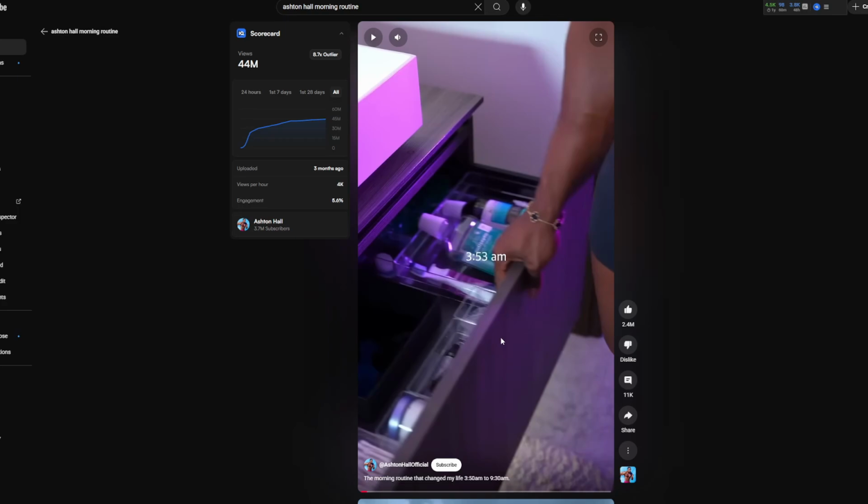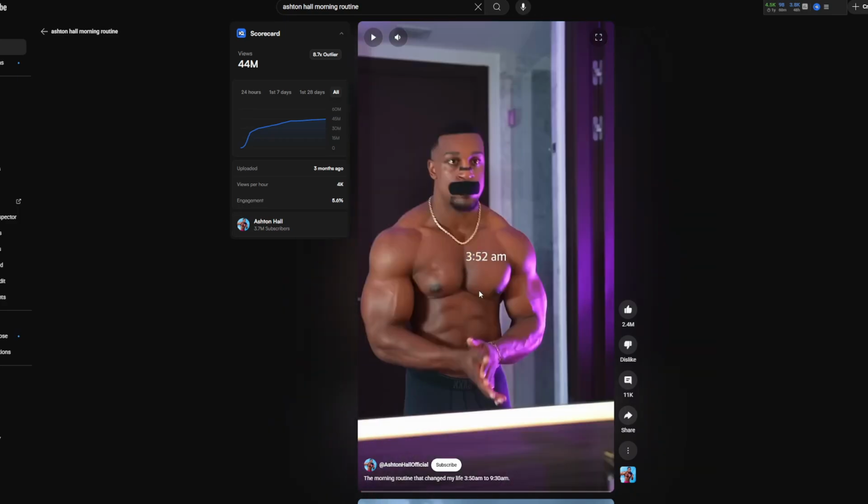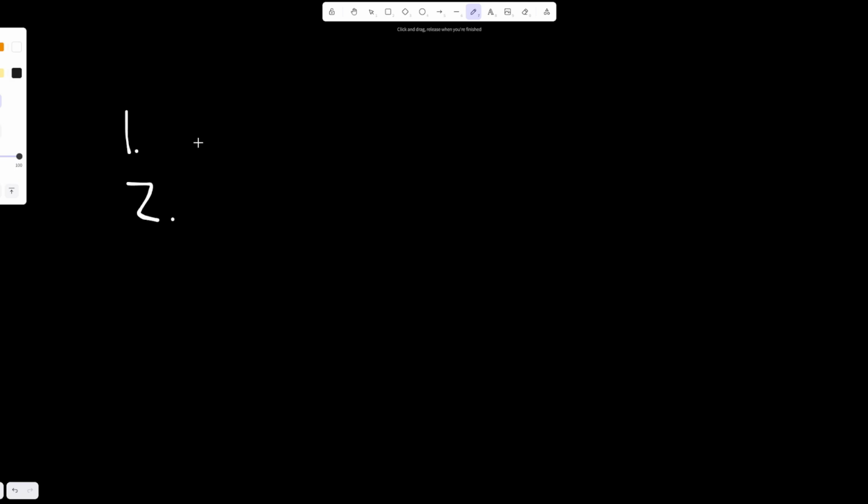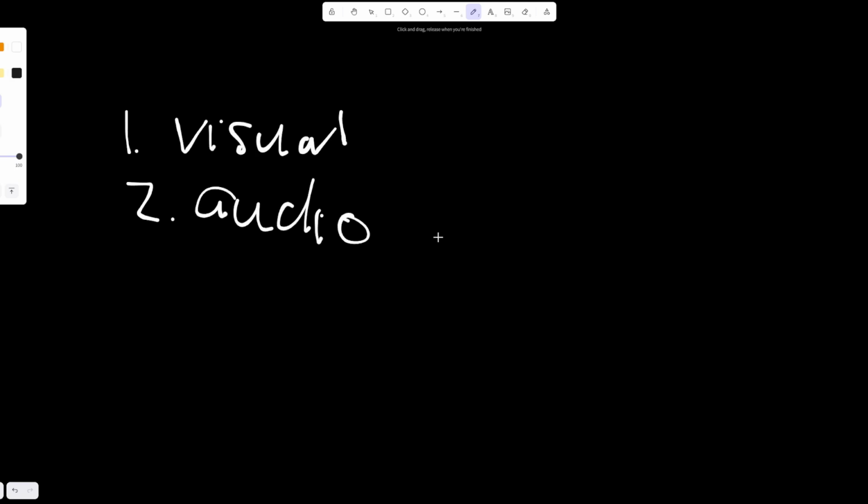That's what the hook is. No audio hook whatsoever. In fact, there isn't even any music on this video. It's just straight up kind of ASMR. So this kind of segues into my next point. There's really two types of hooks that I like to think about: visual hooks and audio hooks. Now, the best case scenario would be to combine them together.